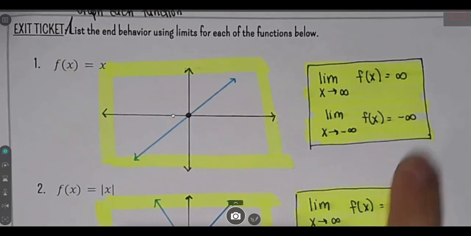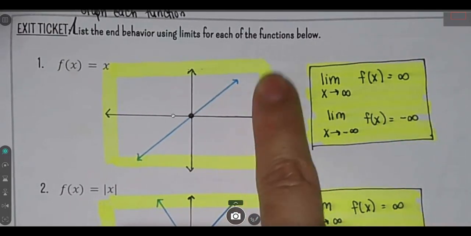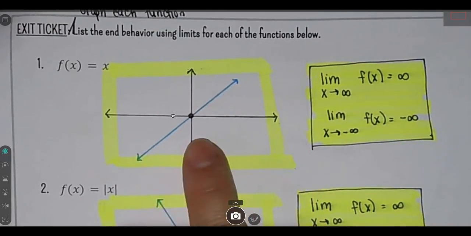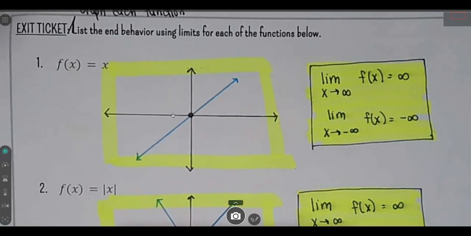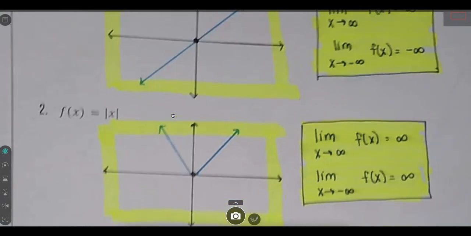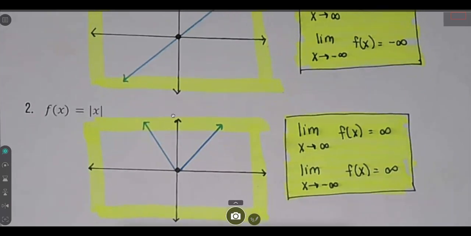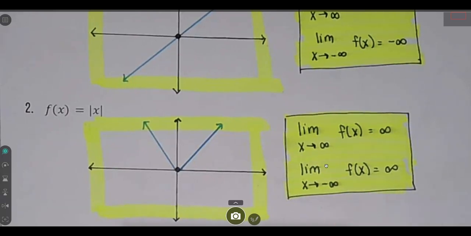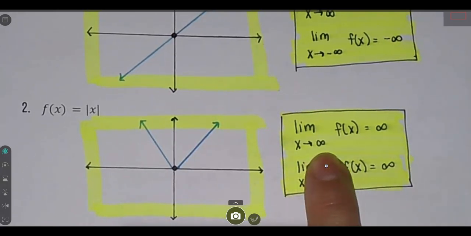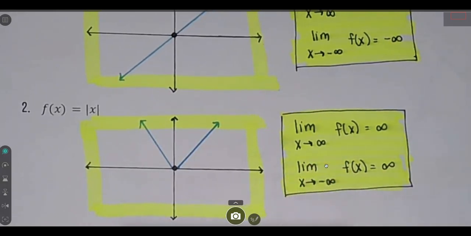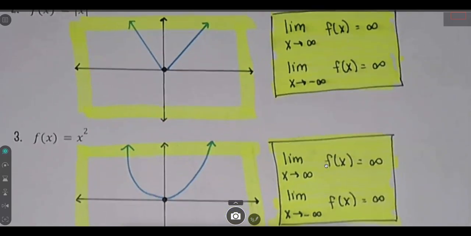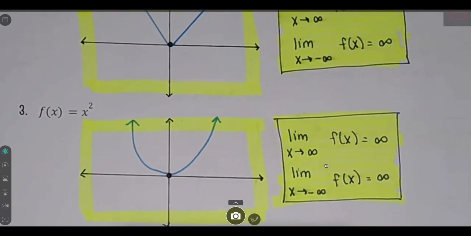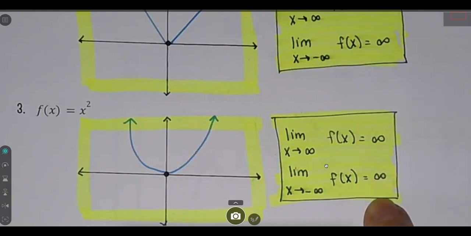So here, the limit as x approaches infinity is infinity. The limit as x approaches negative infinity is negative infinity. This one, both sides are going up. So it's positive infinity, positive infinity. Notice that with end behavior, you're always looking at where x approaches infinity and where x approaches negative infinity. Same thing for x squared. It's going up and up. Infinity and infinity.